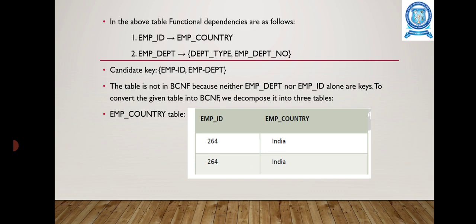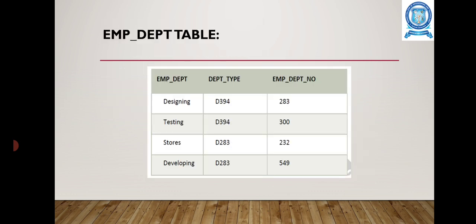So, because neither employee department nor employee ID alone is a key, to convert this table into Boyce-Codd normal form, we decompose it into three tables. The first table is the employee country table. The employee country table contains only two columns, that is the employee ID as well as the employee country. Then the second table becomes the employee department table. This department table contains the employee department and department type, only the department information.